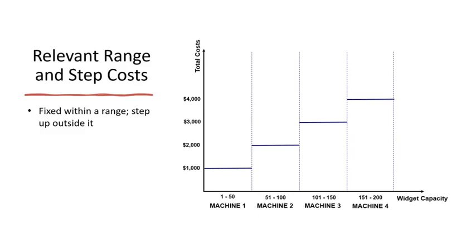Fixed costs only stay fixed within a relevant range. Need to run more than your current setup allows? Well, you'll need to scale, and costs jump in steps. Think renting a second machine because the first one can only make 50 widgets per day. Once you go above 50 widgets, you need a second machine, and so on. Step variable and step fixed costs jump, not slide.